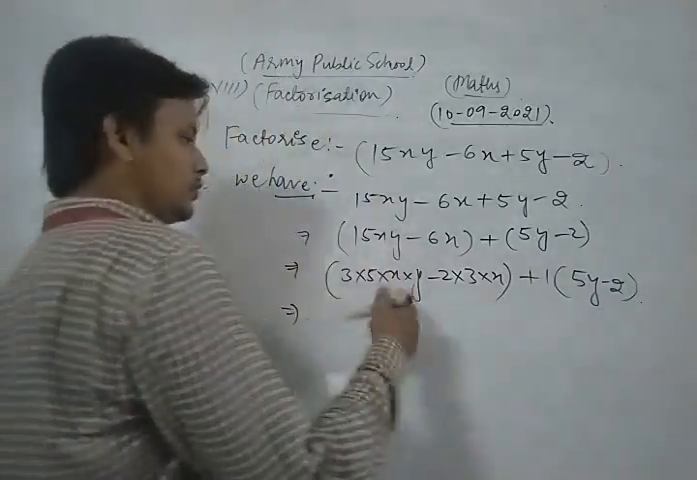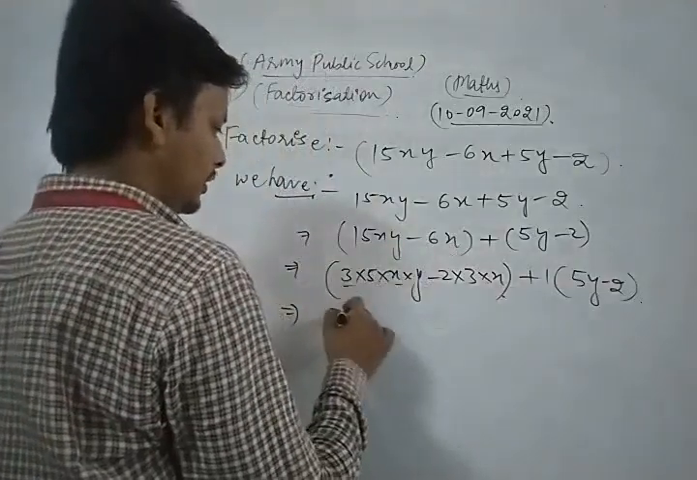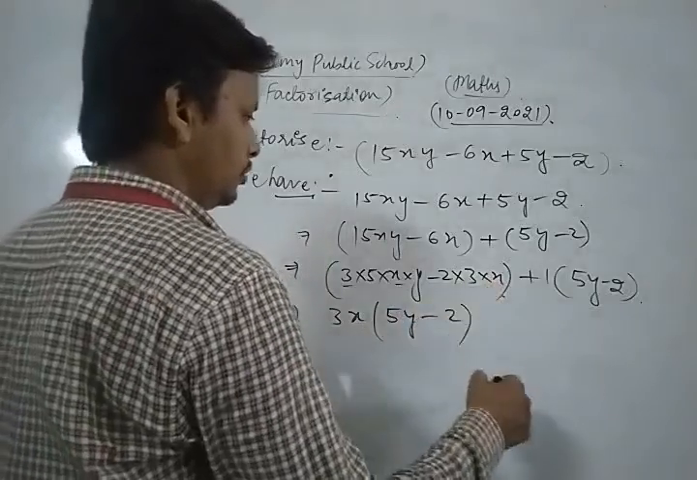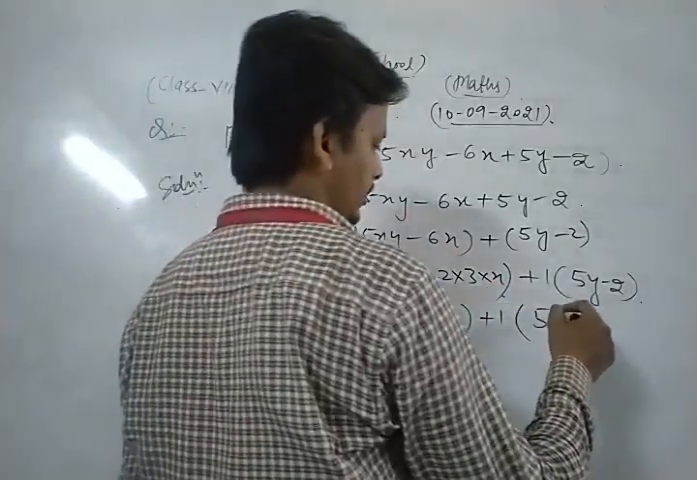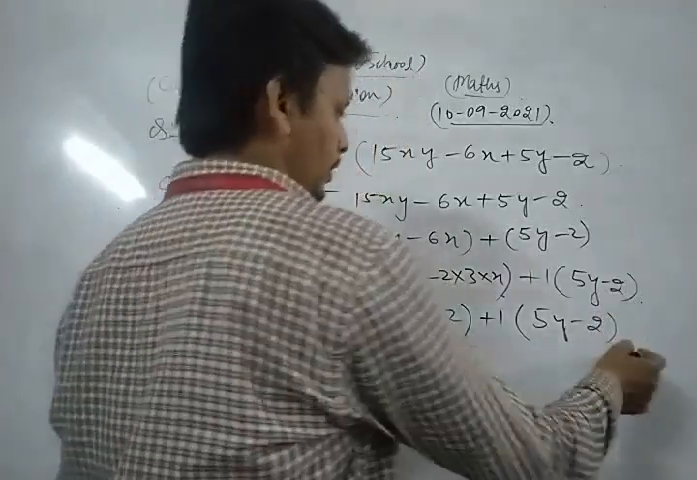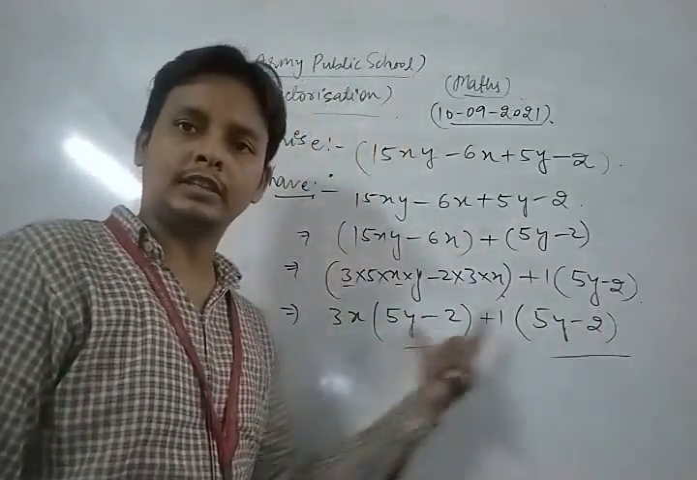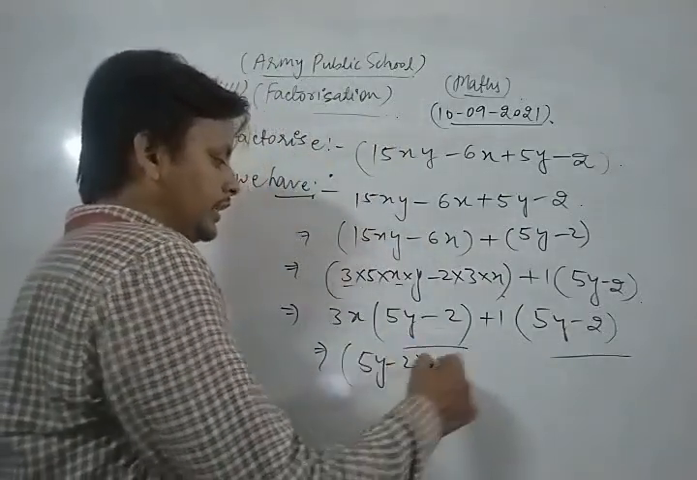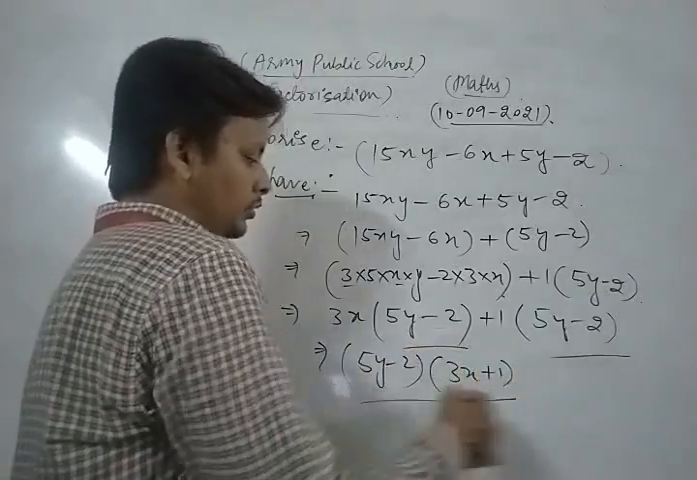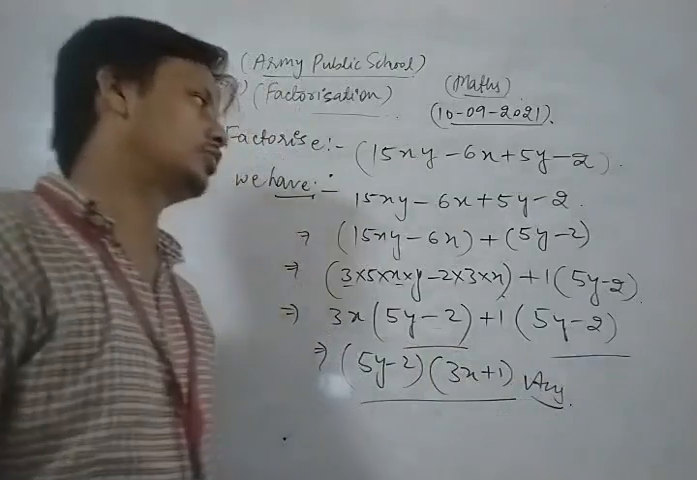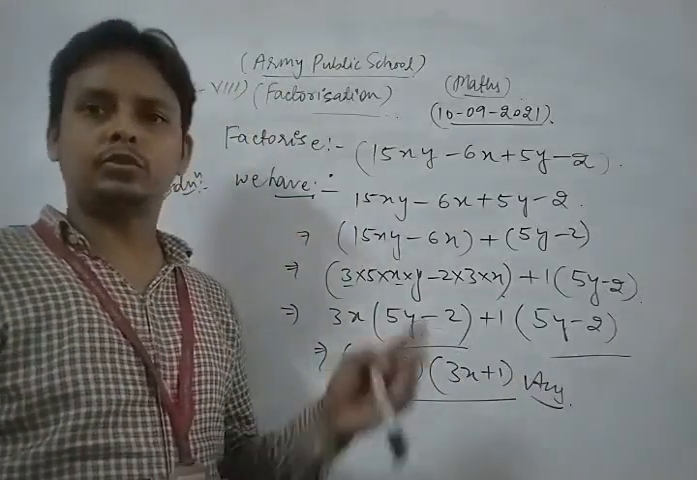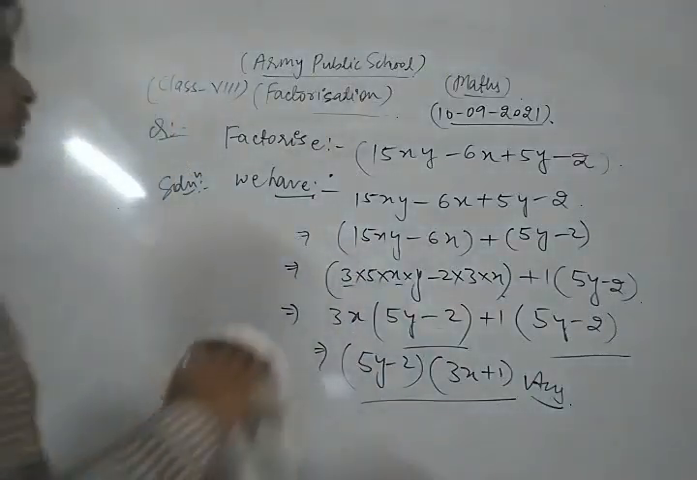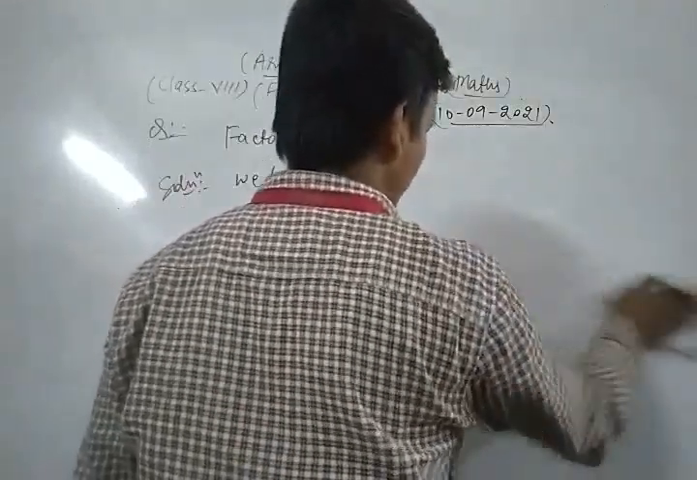From the first two terms we take 3x as common, so we get 5y minus 2, plus 1 times 5y minus 2. So 5y minus 2 is in both the terms, and we take 5y minus 2 as common. In the next bracket we get 3x plus 1. So this is the required solution of the given question. In this way you can solve this type of question. Now we take and solve some other important questions based on these topics. Let's see.